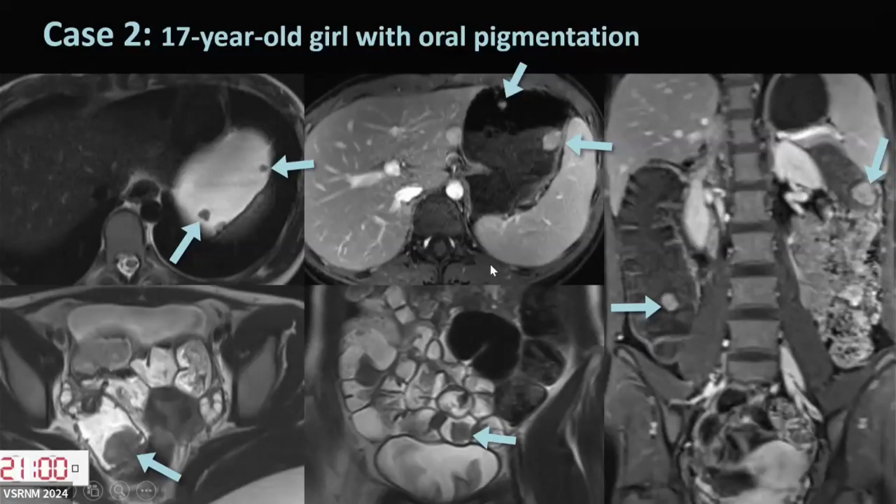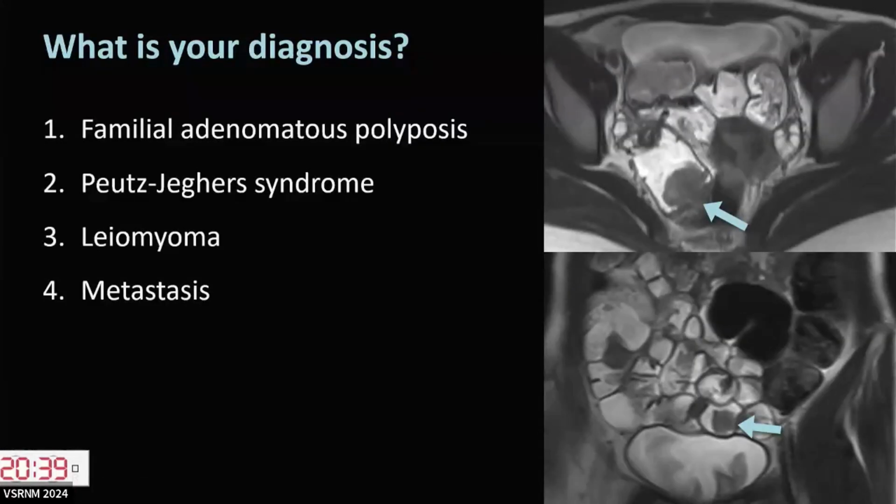Okay, here is the second case. A 17-year-old girl with oral pigmentations. And this is an MR enterography. On T2 weighted images, we see many intraluminal filling defects. And after contrast enhancement, these lesions show good enhancement. So what is your diagnosis in this patient with the oral pigmentation? Who will vote for 1, familial adenomatous polyposis, or 2, Peutz-Jeghers syndrome, or 3, leiomyoma, or 4, metastasis?